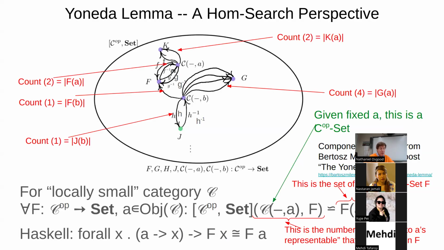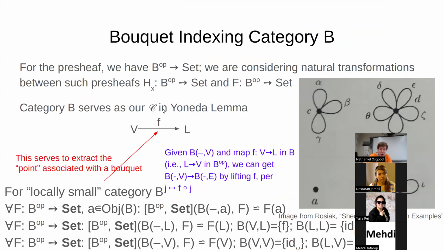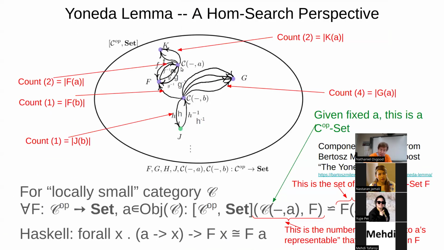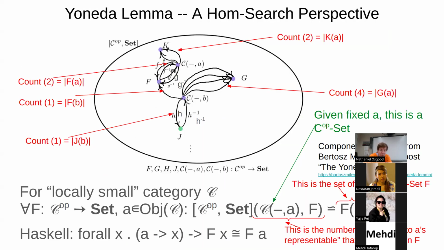You can skip looking for them. You don't have to look for them. So what I'm telling you is, if this is the representable for the loop, this guy here, and we have an F that's this diagram, the number of matches here will be the number of loops in this diagram, which is this, right?